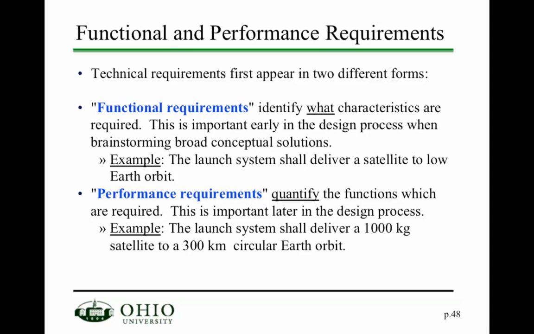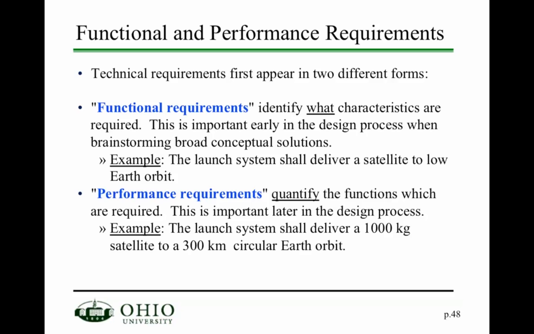Now, typically if we want to describe the system, there are two requirements that are out there from the get-go. We call them functional requirements, to identify what characteristics are required, so what it is that this system needs to do. For example, the launch system shall deliver a satellite to low Earth orbit, and you see in this case I use shall, it's a requirement.